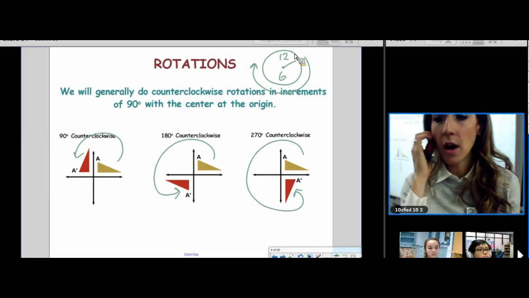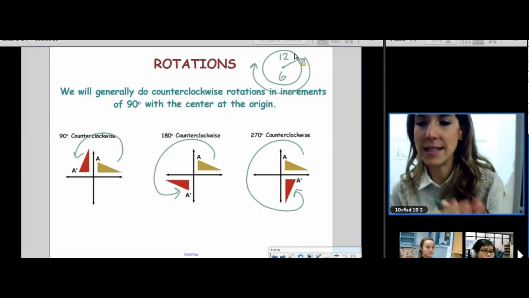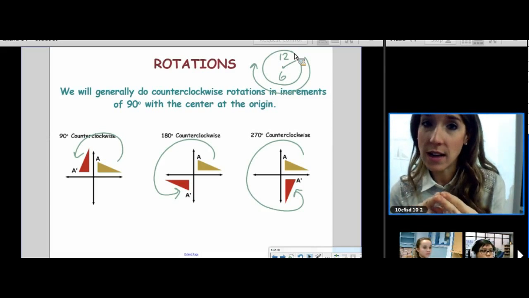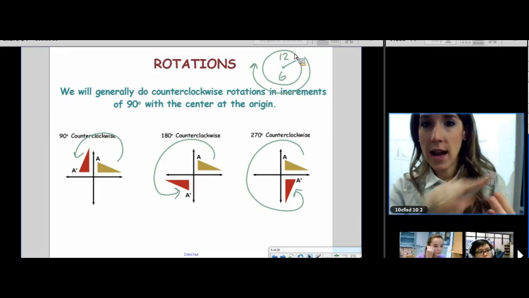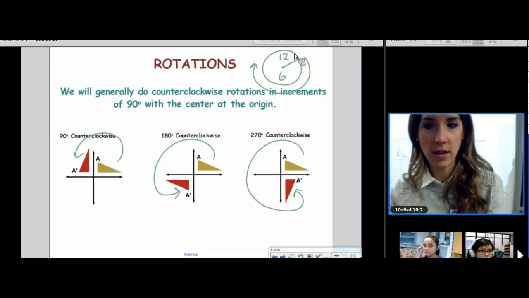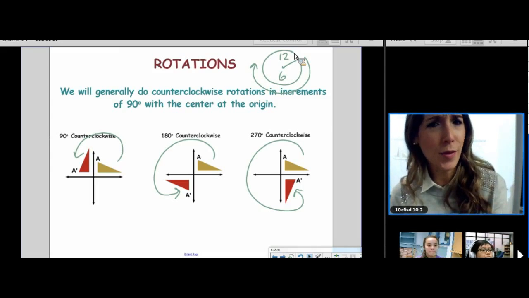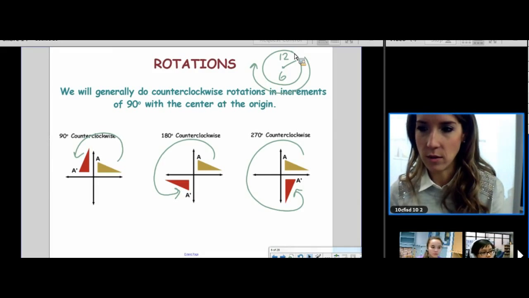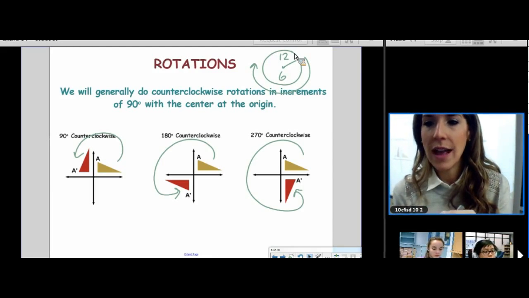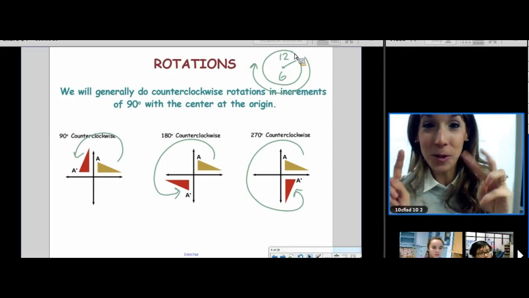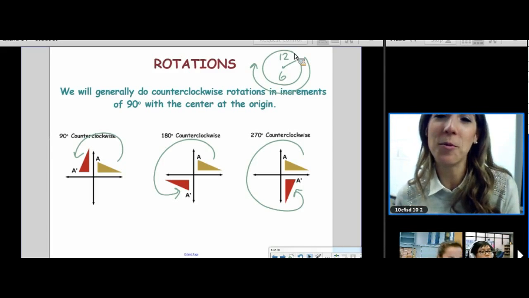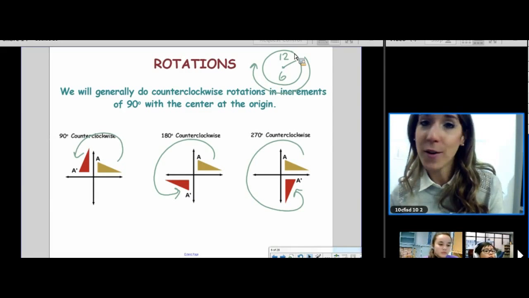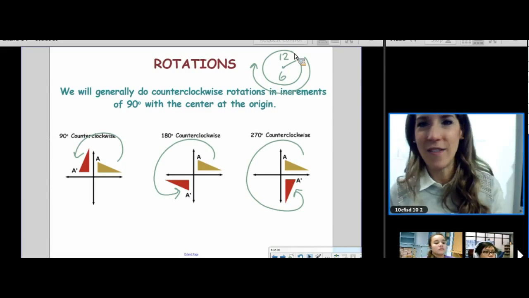So these are our go-to basic rotations. They're going to be counterclockwise, and they're going to be in increments of 90. 90, 180, 270. What would it be if we rotated 360? We'd be right back where we started, right? Okay, so let's see if we can come up with some more rules. Are you ready for more rules? Do we need more rules? More rules so that we can rotate things in increments of 90 counterclockwise without having to graph it every time.